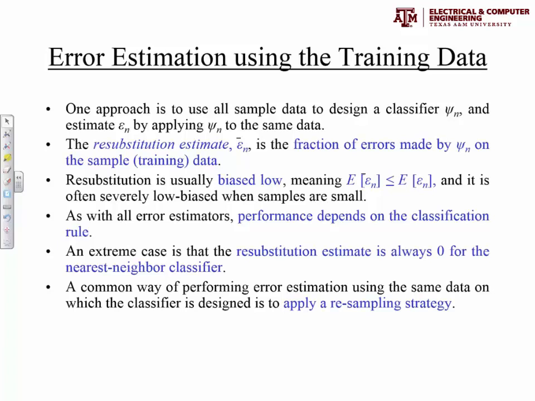As with all error estimators, performance depends on the classification rule. An extreme example is that the resubstitution estimate is always 0 for the nearest neighbor classifier. Because if you give it the class label based on the nearest neighbor, that's the classifier. If you're going to do error estimation for that classifier, you will get 0, because again, the nearest neighbor is going to give you exactly the same label.